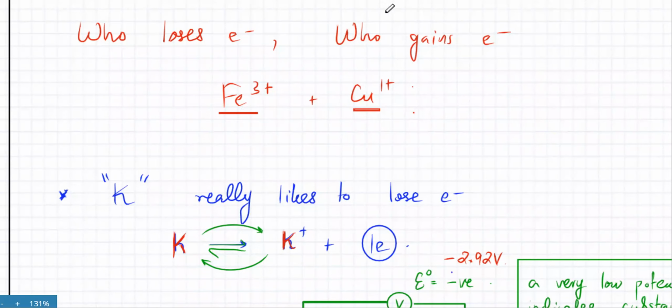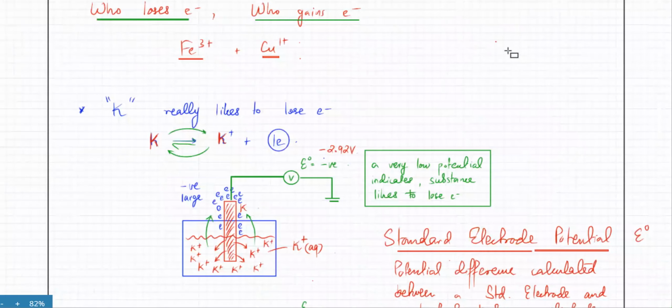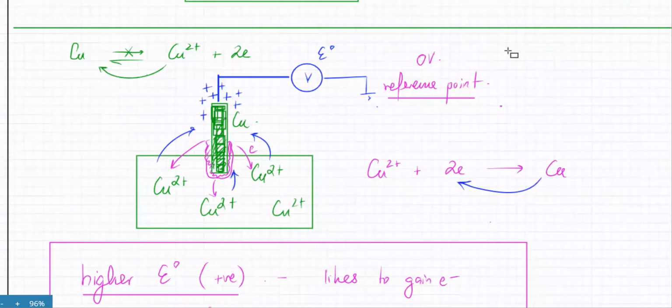So who loses electrons? Who gains electrons? We found our answer. We found how to actually figure that out. You just look at the potential. Who loses electrons? Lower potential. Who gains electrons? The one with the higher potential has a higher tendency to gain electrons. Is this clear?